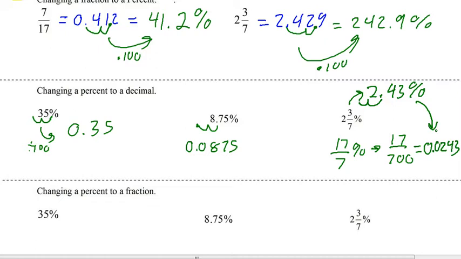So you can change it to an improper fraction, and then change that into a fraction, and then that into a decimal, or you can change that into a decimal. The whole point is there's a lot of different ways. But if you want to get rid of your percent, you have to divide by 100 at some point. That's the point. Okay. Next part.